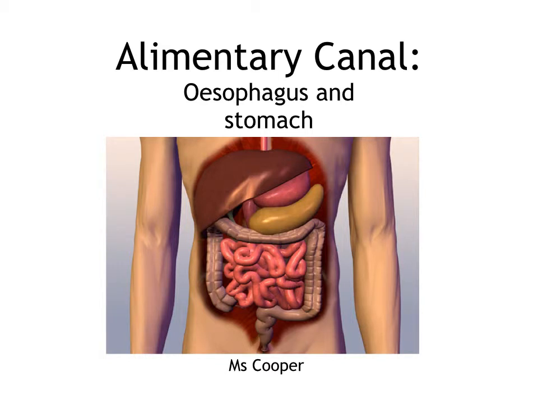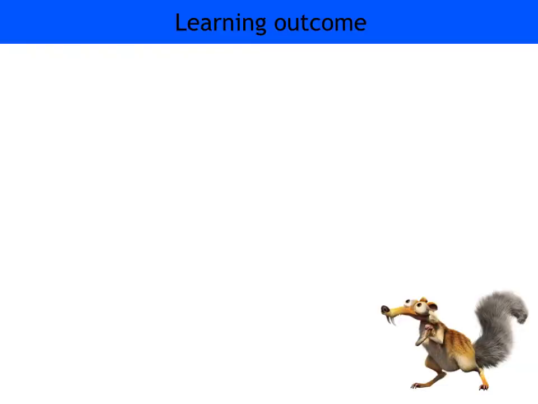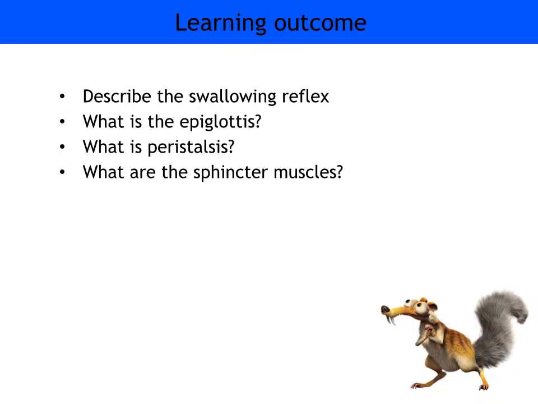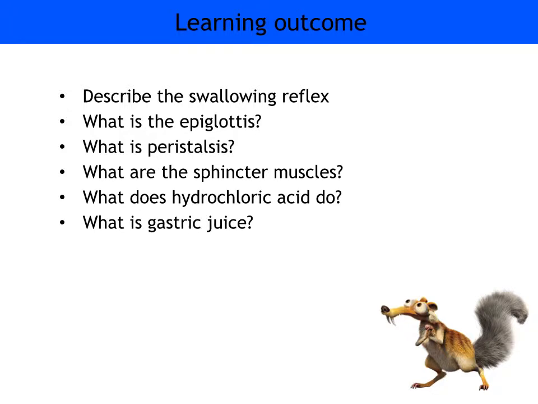In this topic, we're going to discuss the esophagus and stomach in the alimentary canal. By the end of this topic, you should be able to answer the questions: describe the swallowing reflex, what is the epiglottis, what is peristalsis, what are the sphincter muscles, what does hydrochloric acid do, what is gastric juice, and finally, what happens in the stomach.